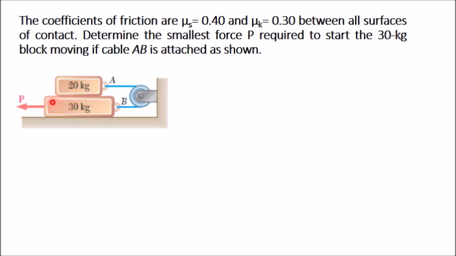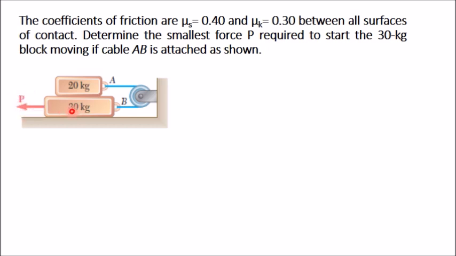Here two blocks are there. One is a 30 kg block which is kept on a horizontal surface, and above it another block of 20 kg is kept, and these two blocks are connected by a single string, the same string, in this manner. Now you have to apply a force P such that this 30 kg block will start to move towards the direction of P.